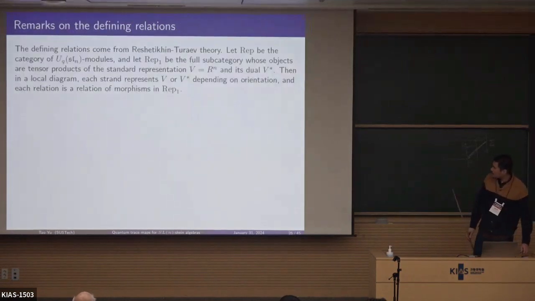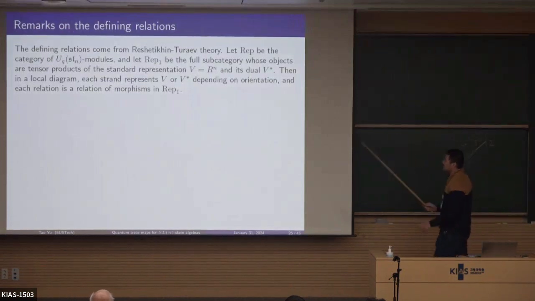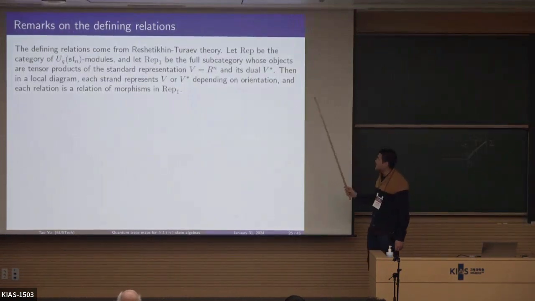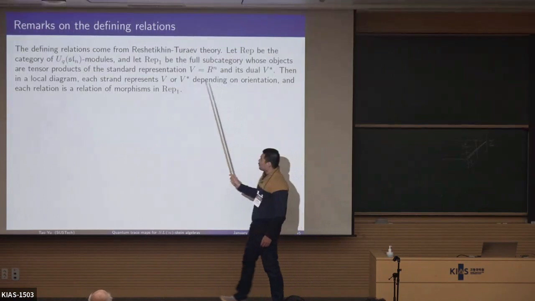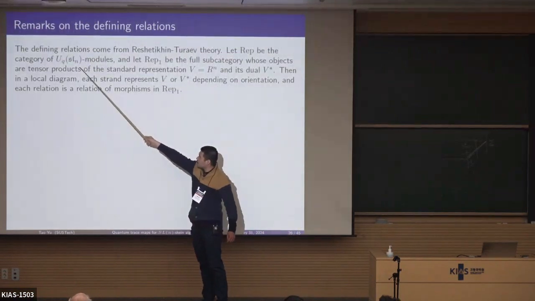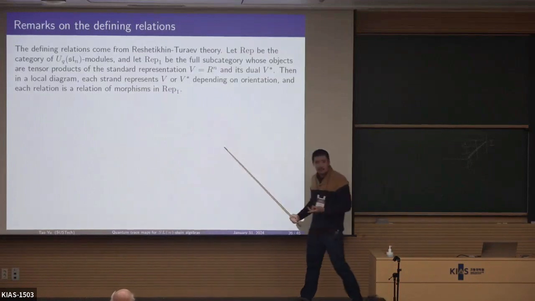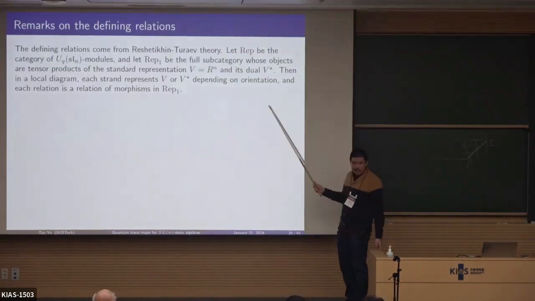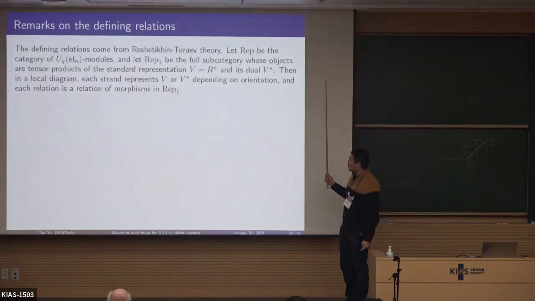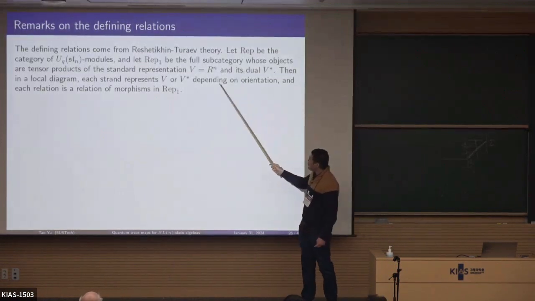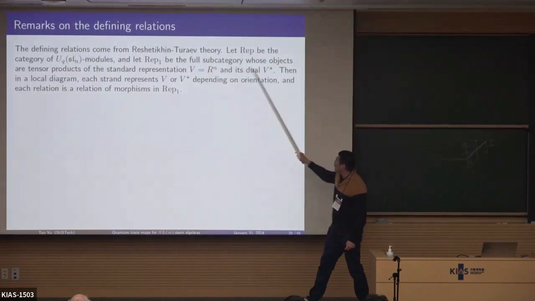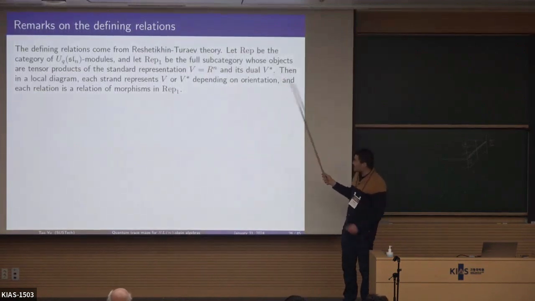Okay. Finally, this is what I said before, but just in writing. We are looking at the SLn skein algebra. We consider the quantum group U_q(SLn). We look at its representation theory. Now, this version of skein algebra is obtained by considering a subcategory where the objects are the standard representation, the dual, and its tensor products.